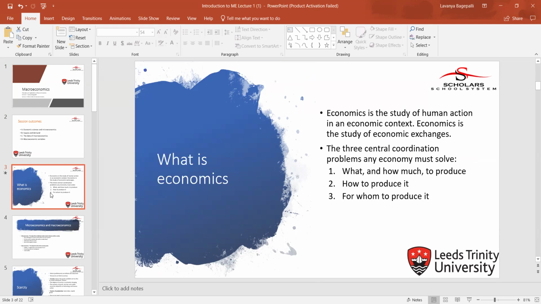All right, so coming to the topic of meaning of economics. As you're studying this module for the first time in your level 4, let me tell you what is the meaning of economics. Economics is the study of human action in an economic context. Economics is the study of economic exchanges. There are three central coordination problems any economy must solve, and that is what and how much to produce, how to produce, and for whom to produce it.